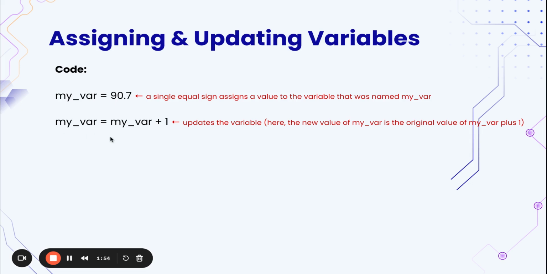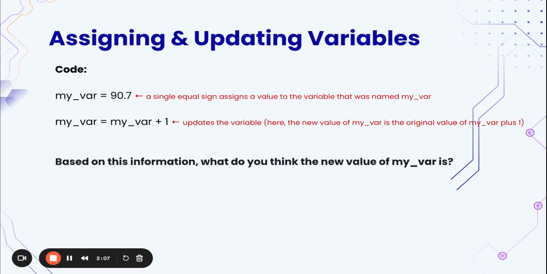So in this line, this updates the variable. Here, the new value of myVar is the original value of myVar plus 1. So based on this information, what do you think the new value of myVar is? And you were right if you said 91.7.